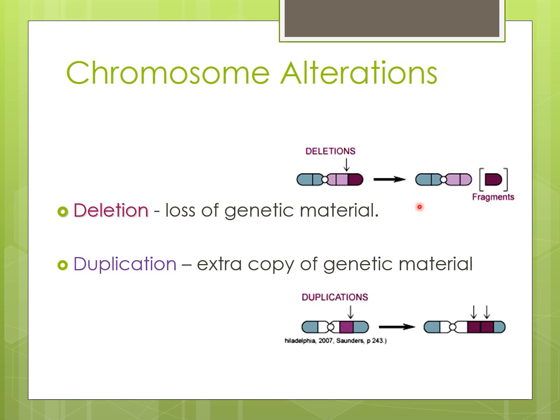You can also have a duplication. And so you would have a section of chromosome that becomes copied and then duplicated in another chromosome. So you'd have an extra copy of the genetic material, which obviously could lead to higher levels of expression of certain genes, leading to all sorts of downstream phenotypic changes, potentially diseases.